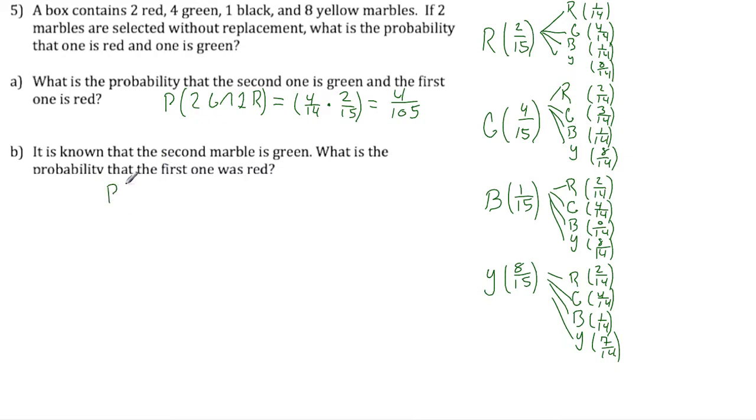A weird way of wording it. I won't word it like this on your test. Again, I'm going to give you this statistical notation here. So it is known that the second is green. So the probability that the first is red, given that the second is green, is what we're looking for there. So if the second is green, what's the probability that the first is red? Second green, first is red. That's just going to be 2 over 15 right from the table.